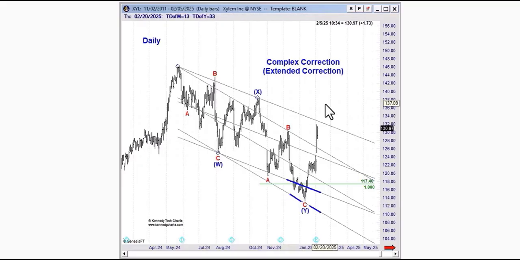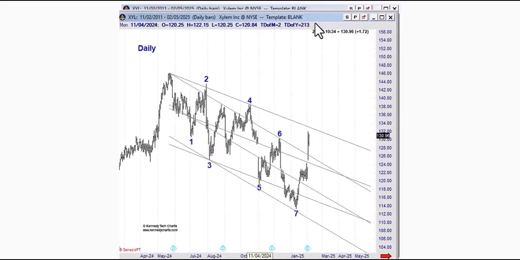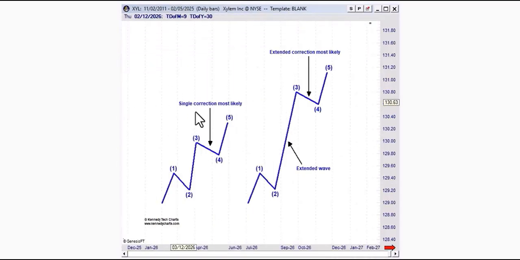Now, here's another question. When is an extended correction, formerly known as the complex correction, most likely to occur? When should you be on the lookout for them? Well, simply put, and this is again why I like the new terminology, extended corrections tend to follow extended waves. Now over here to the left, we have a basic 5-wave move. This is your classical impulsive structure. 1 up, 2 down, 3, pull back, and 4, up and 5.